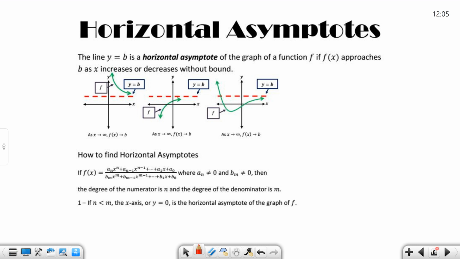The first rule says if n is less than m, let's think about this. N is the degree of the top. So n is less than m means m is bigger than n. So the highest power here is in the bottom. See, I look at highest powers. If n is less than m, that means m, the degree in the bottom, is the biggest. So the highest power in the whole problem is in the bottom, then the x-axis, or y equals 0, is the horizontal asymptote of the graph f.